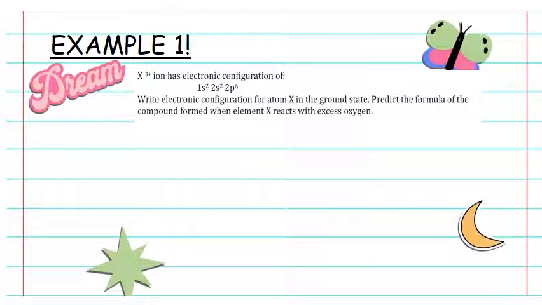Alright, so let's see example 1. X3+ ion has electronic configuration of 1s2, 2s2, 2p6. Write electronic configuration for atom X. So please read the questions carefully, okay? Don't salah baca questions. Dia kata tulis electronic configuration untuk atom X in the ground state. Predict the formula of the compound formed when element X reacts with excess oxygen. So bila element X react dengan excess oxygen, apakah formula of the compound?